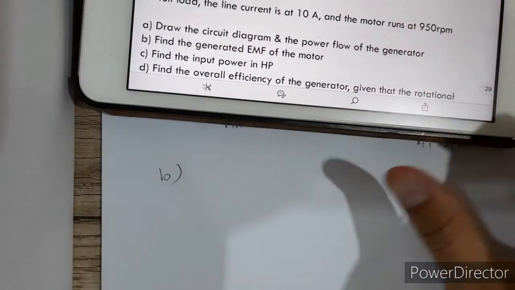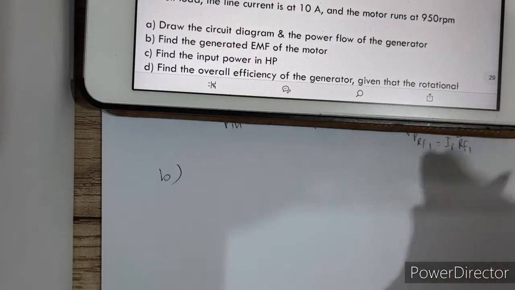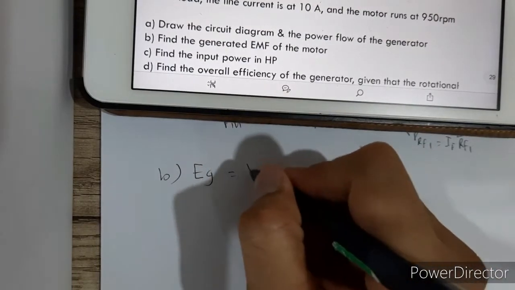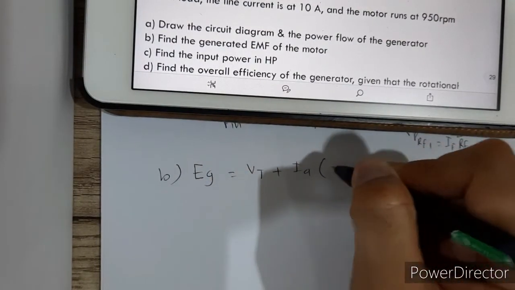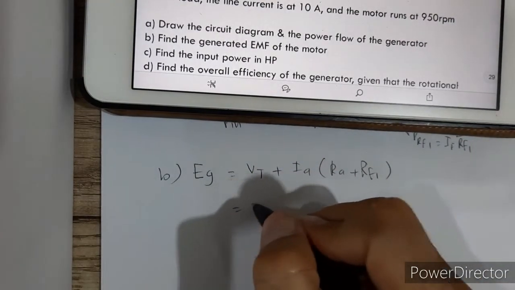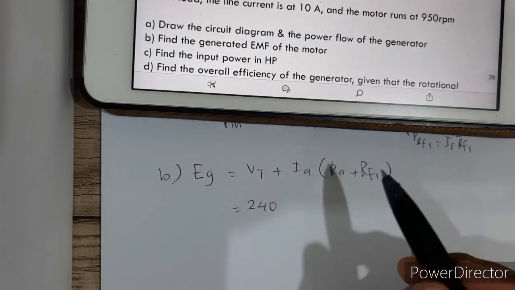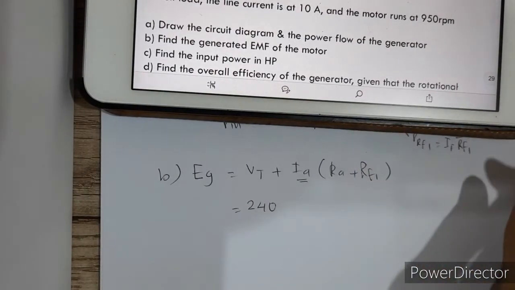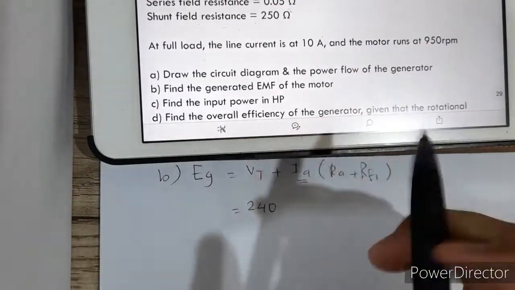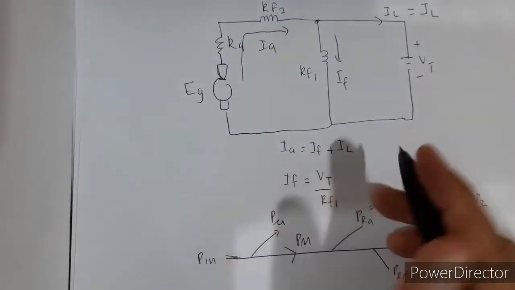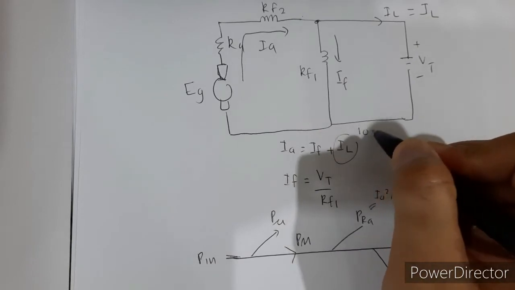To determine B, the generated EMF, EG. Remember EG equals VT plus IA RE plus IA RF2. VT we know is 240 volt based on the question, so we need to find IA. Given the line current IL, IL is located over here. From the question we already know IL, which is 10 ampere.